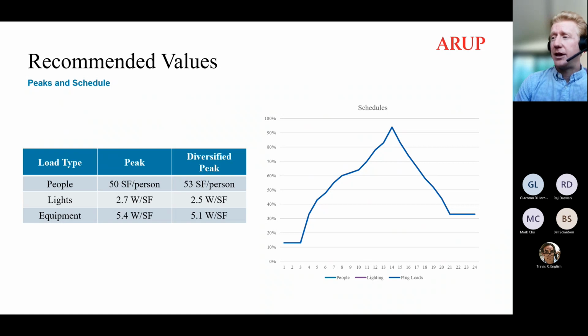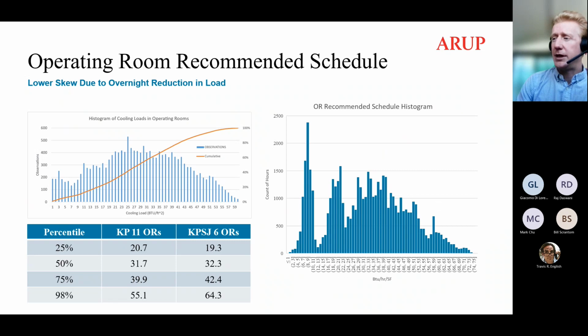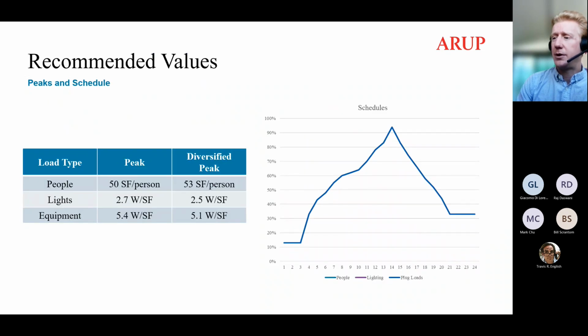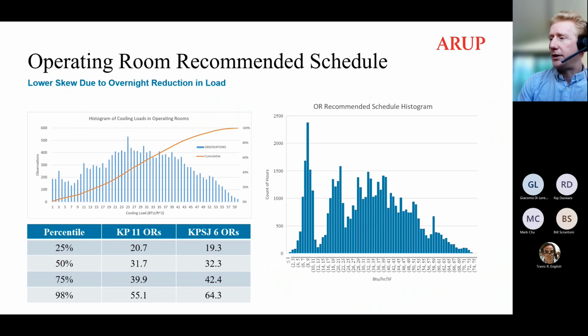Refining the schedules that were drawn specifically from the data, what we've arrived at for the recommendation on the project is a peak of 50 square feet per person. In this case, our schedule doesn't actually peak at 100%, which means our diversified peak is 53 square feet per person, lights at 2.7 watts per square foot and equipment at 5.4. And what that results in when we run it through the model is a fairly similar shape and fairly good agreement on the percentiles to the data that was provided.